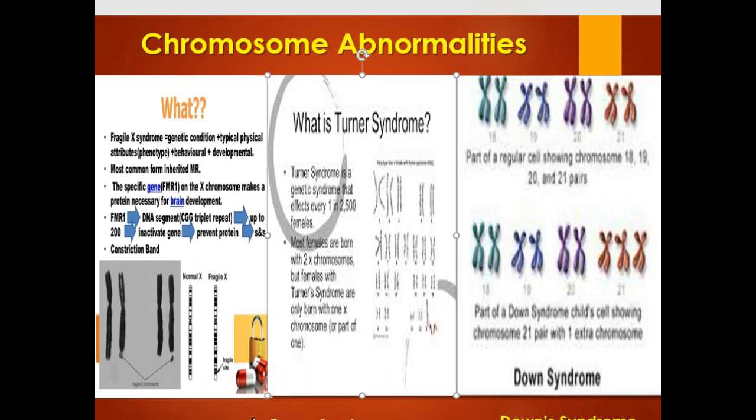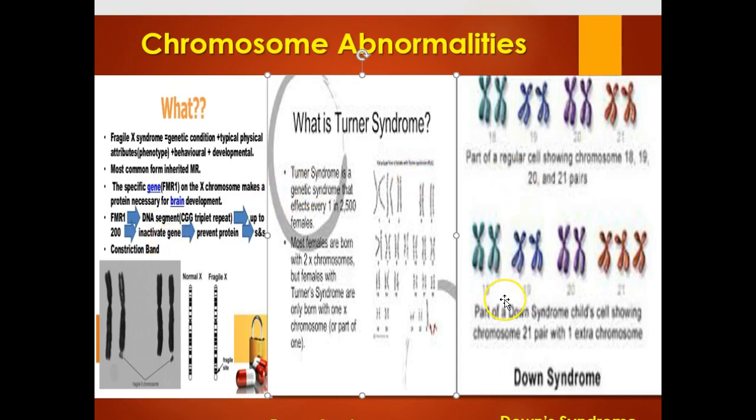Now we have fragile X chromosome syndrome, which is a condition that affects the phenotype, or the outward appearance, and it can affect them developmentally and cause a lot of behavioral issues. And this is the most common inherited form of mental retardation. The specific gene on the X chromosome makes a protein necessary for brain development. So, if a person has a missing part of a chromosome, it can affect their brain development.